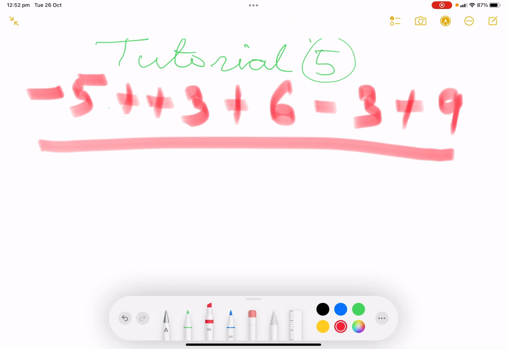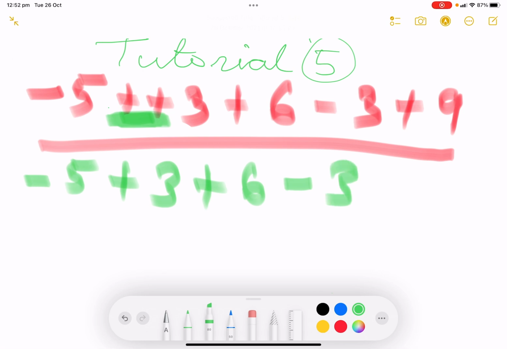The first step is to use the neighbor sign rule, and the neighbor sign rule says, let's rewrite the number. First step, we have -5. The neighbor sign rule says if we have double same sign, it becomes positive. So these 2 pluses become 1 plus. So -5 plus 3 plus 6 minus 3 plus 9. So that's the first step.